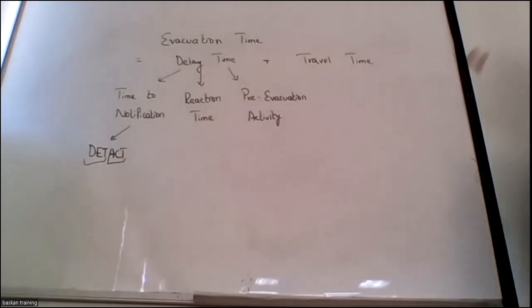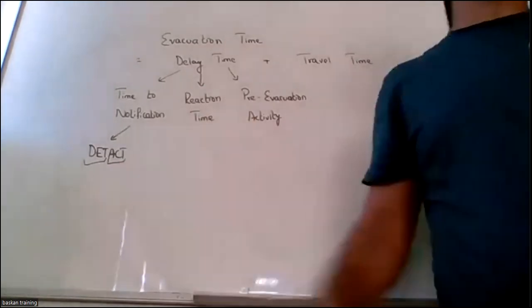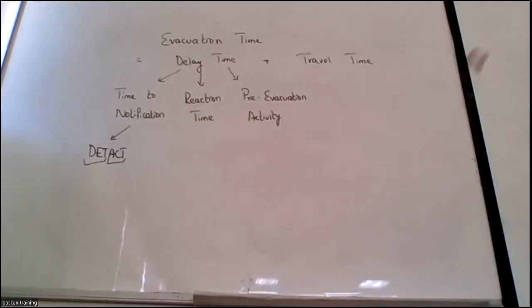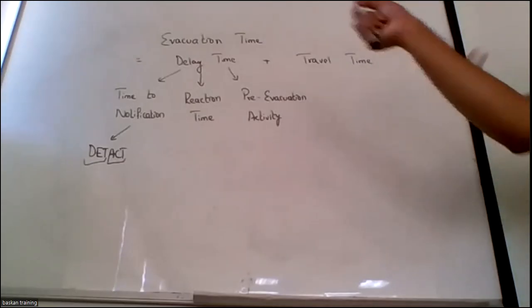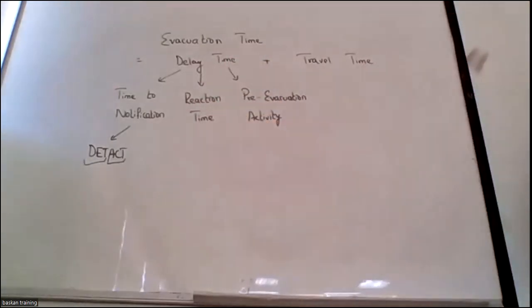Whether it is heat release rate, flame spread index, or smoke development ratio, whichever of these three values has priority over the others, we select the detector based on the response time, right? Based on the design, based on the materials. So we select our detectors accordingly. One of the time to notification models is the DTACT model. They can ask about it in the examination also. They can ask which type of model refers to the delay time of the evacuation time, and they can provide you the DTACT model.